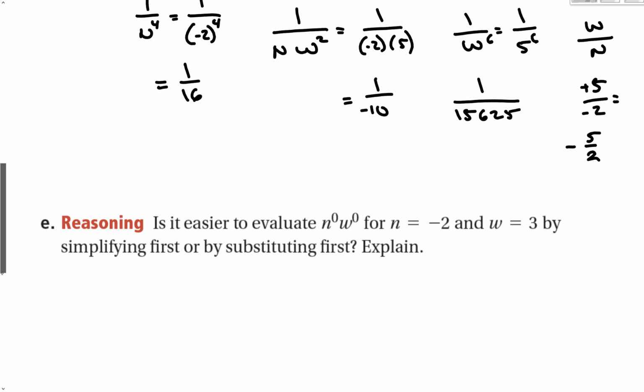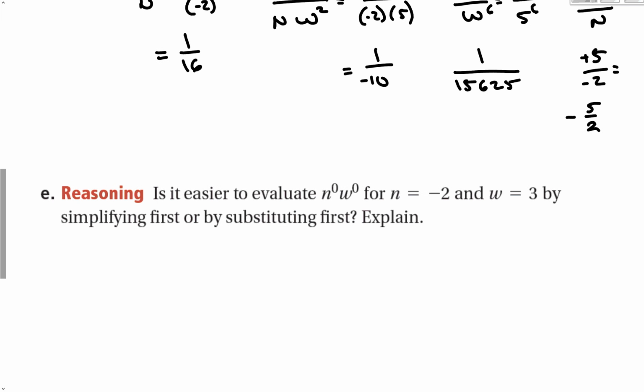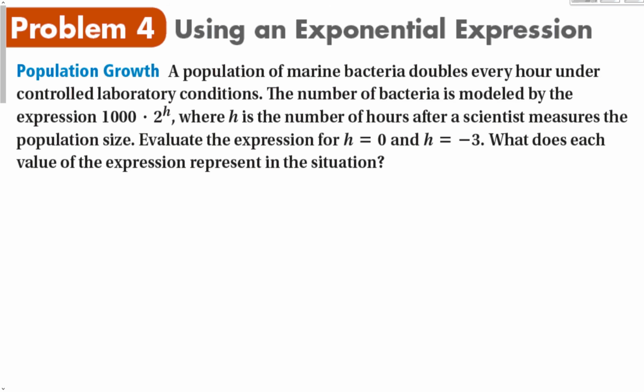So for part E, is it easier to evaluate n to the 0, w to the 0 for n equals negative 2 and w equals 3 by simplifying first or substituting first? Well, like I said before, simplify first, and it's just going to be 1 because they're both to the 0 power. If you substitute first, that's one extra step that you didn't have to do because everything's raised to the 0 power. So we know the answer is going to be 1.